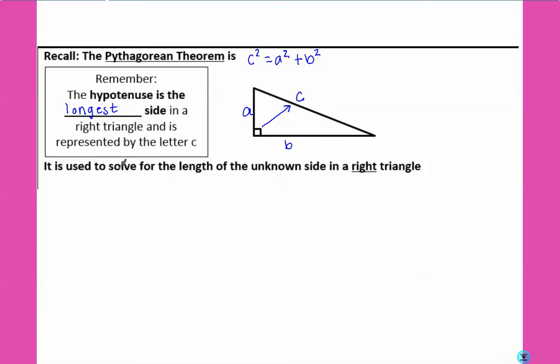Remember that it's used to solve for the length of an unknown side in a right triangle. This can only be used with right triangles.